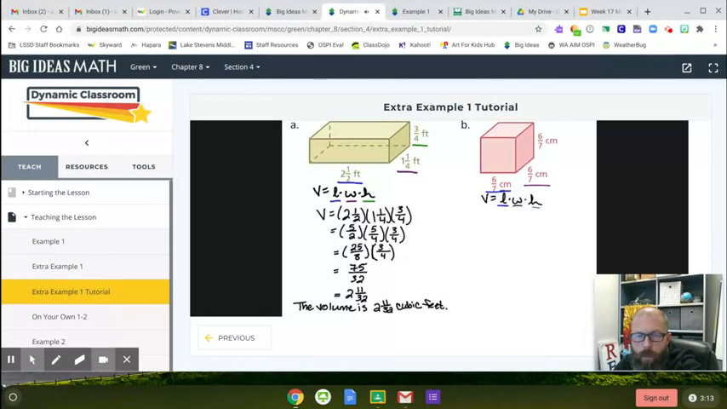6/7 times 6/7 is 36/49. And 36/49 times 6/7 equals 216 divided by 343. So the volume is 216 over 343 cubic centimeter.